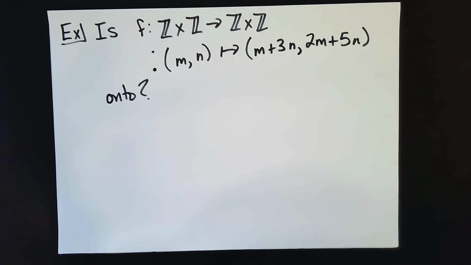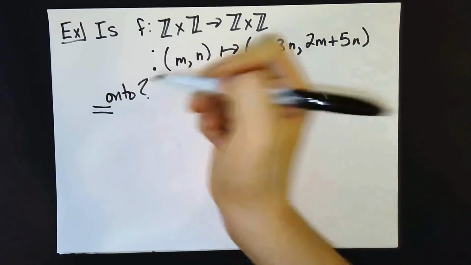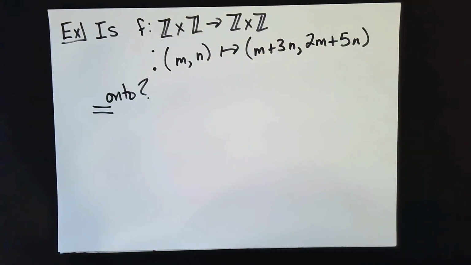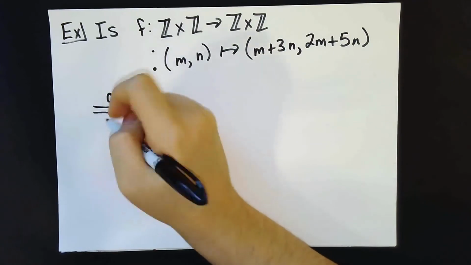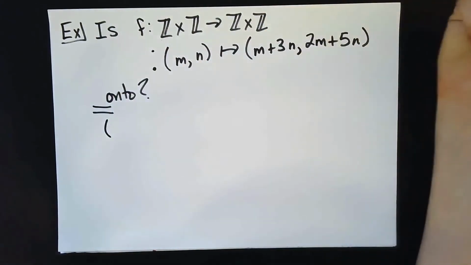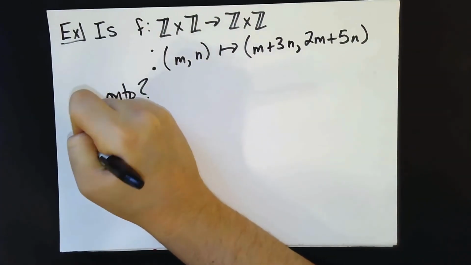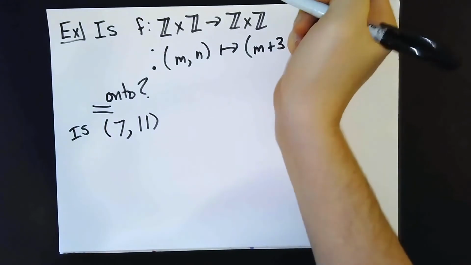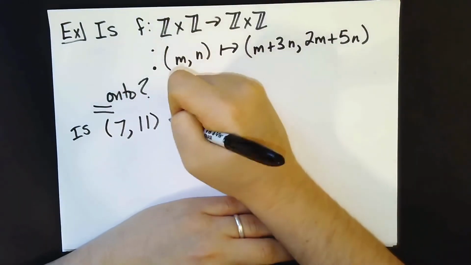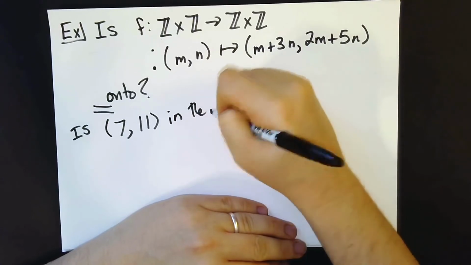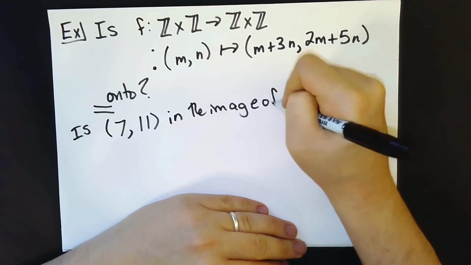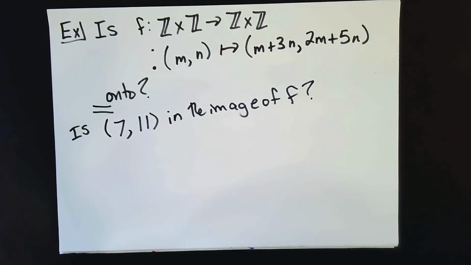Again, what am I going to do if I really don't know the answer? I'm going to just choose a random-ish element of the codomain. So that is, I'm looking for a random-ish pair of integers. And so I will pick, say, 7, 11. And so this is, again, just sort of a way of priming yourself to think about this question. Ask yourself, is this in the image of F? And we hope that by answering this question, we'll get enough of a sense of what's going on that maybe we can really prove the answer.